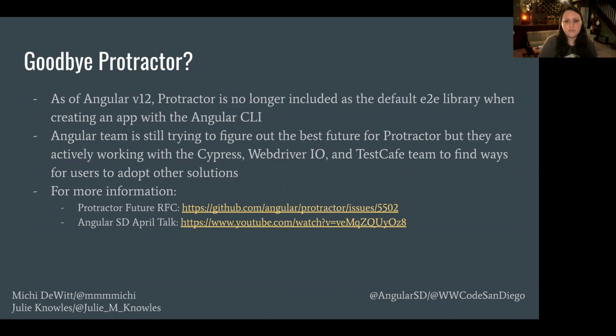The Angular team is working to figure out what is the best future for Protractor, and they're actively working with other teams with Cypress, WebDriver.io, and TestCafe to find easy and clean ways for users to move from Protractor to those solutions. They haven't officially said that it's deprecated, but in the Protractor RFC that they put out, they talked about a potential timeline that would have Protractor deprecated in version 12 and then officially have support stopped at the end of 2022. So there's still some time, but it does look like Protractor is going away.